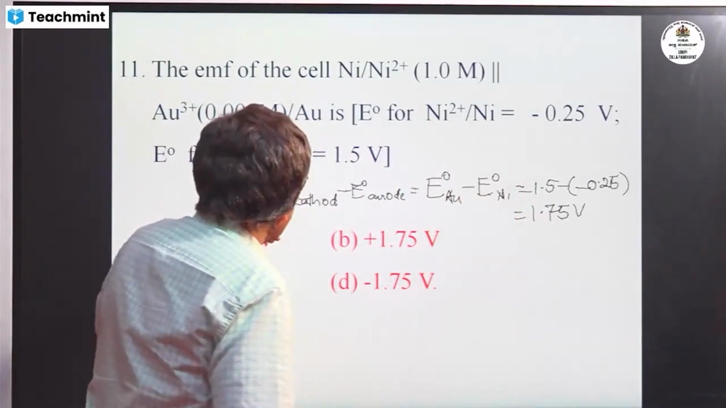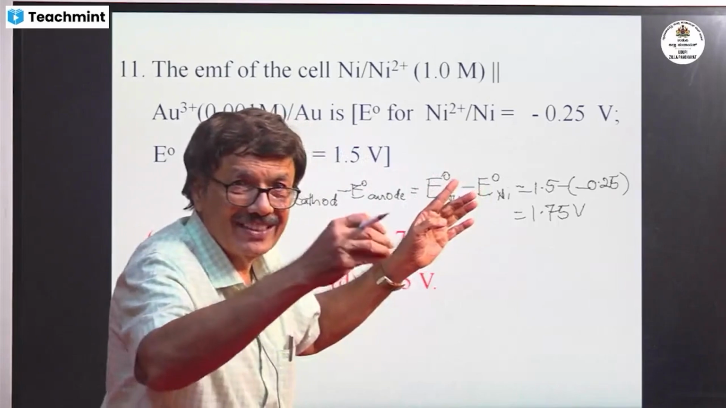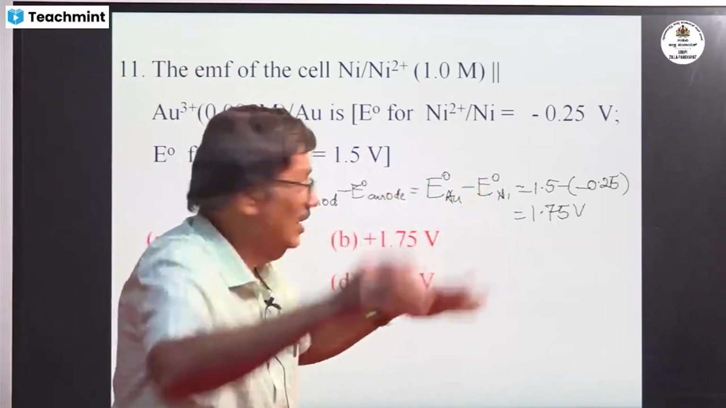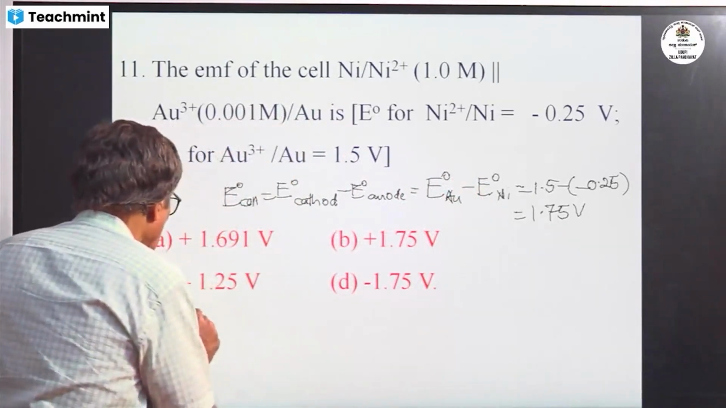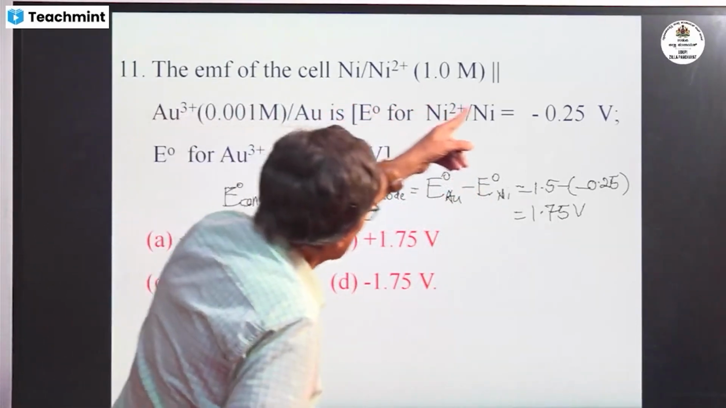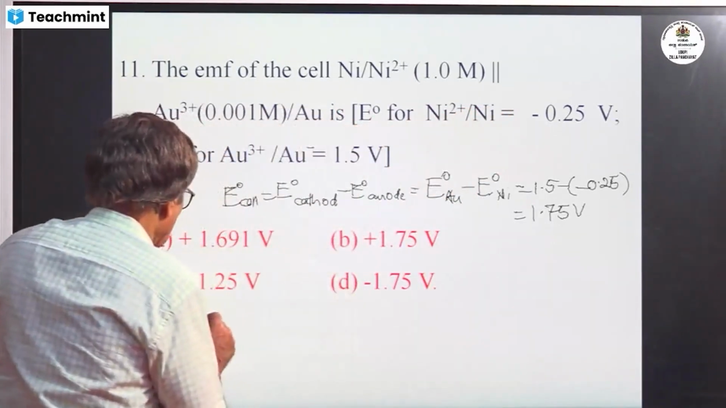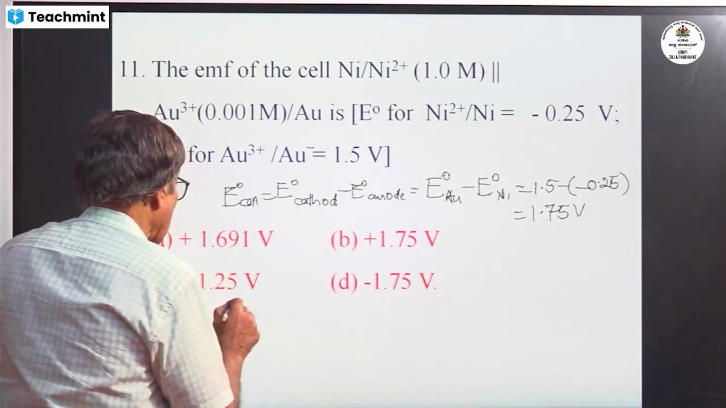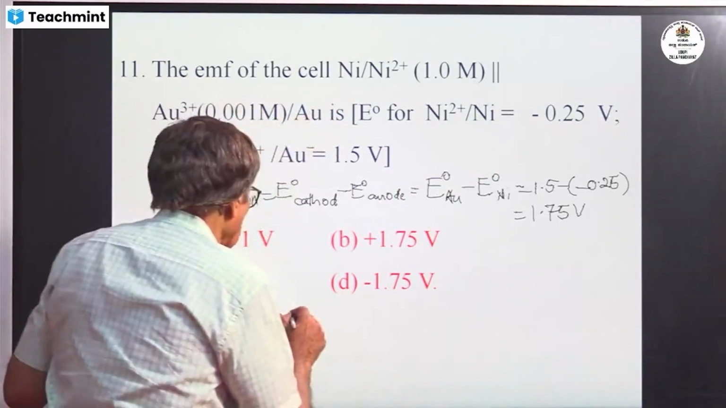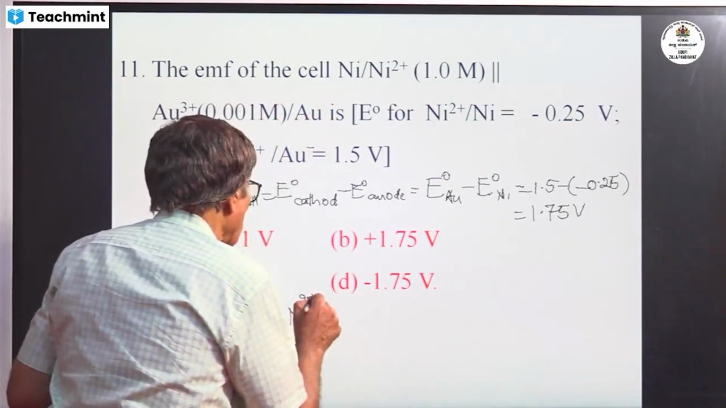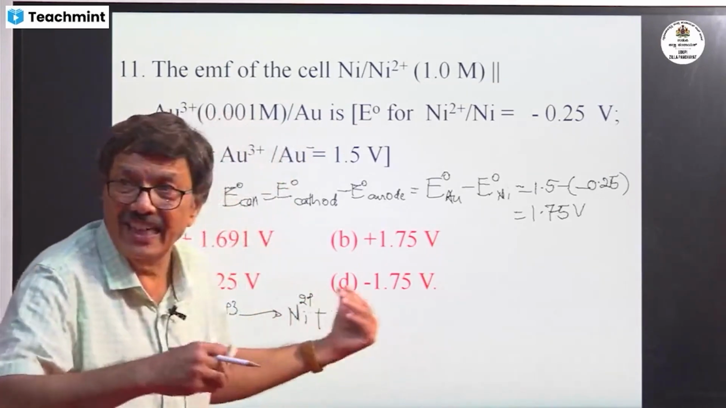Now, again, let me write the equation, the order 1, 3, 2, 4. The first item is nickel. The third item is Au plus 3, which gives the second item, Ni2 plus, and then the fourth item, Au. So you have written 1, 3, 2, 4.